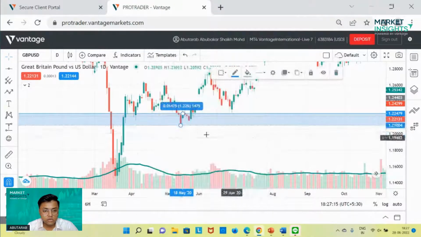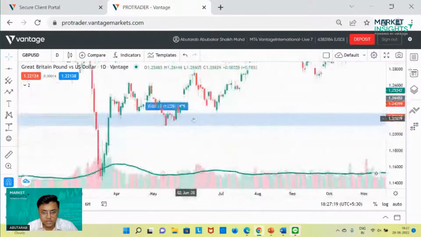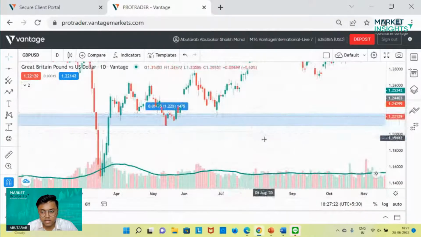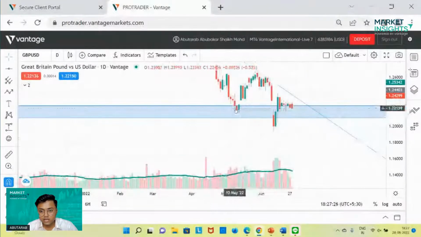Okay, so we have got a zone here. Now we will see how many times it has been tested. Look at this, one point tested. In the future also, when there was a downtrend, it tested again, and it is also in the zone. There might be two candles that are an exception, but this whole area is a zone.